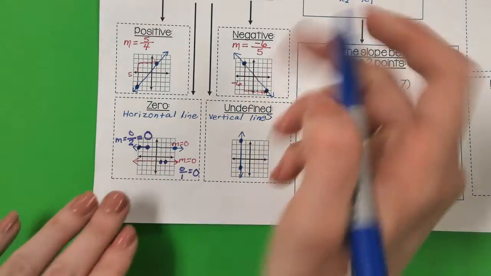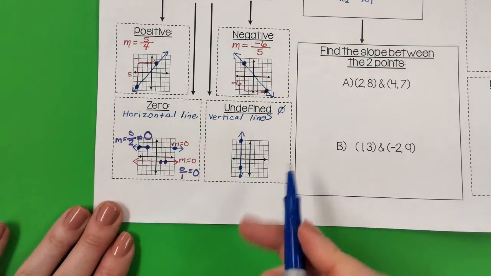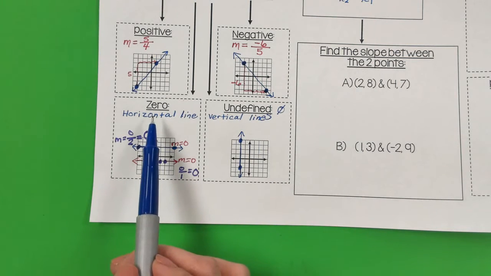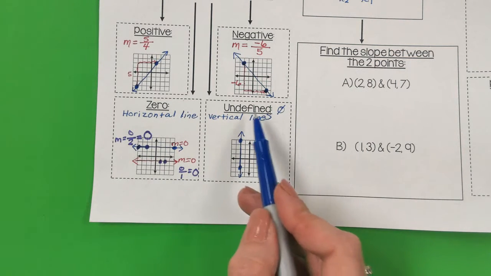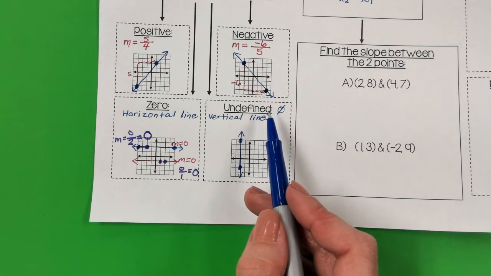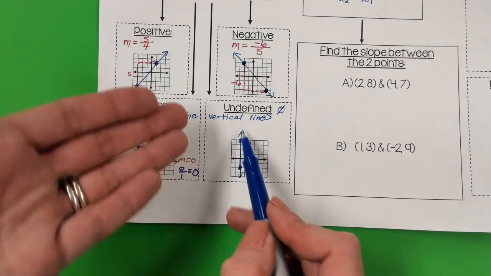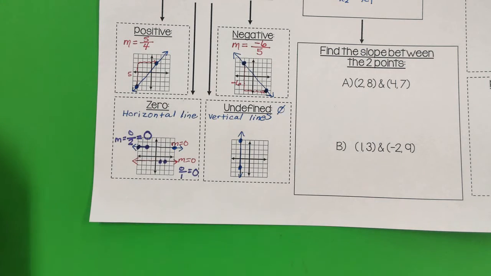Undefined means that there's no solution. There is no slope. It's not that the slope is 0. 0 is a number. Okay, m is 0. This is undefined, meaning we can't even talk about the slope of this line because it just doesn't have one.